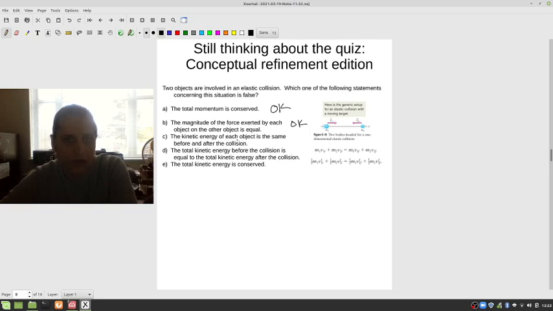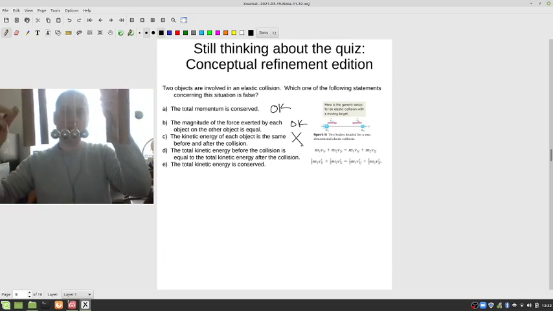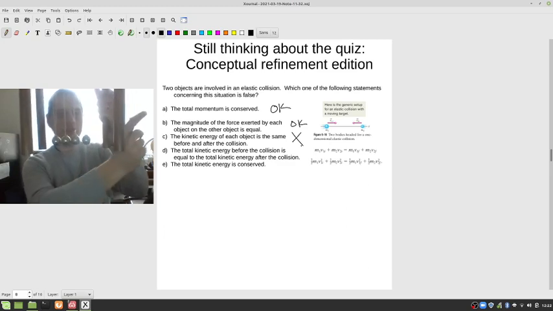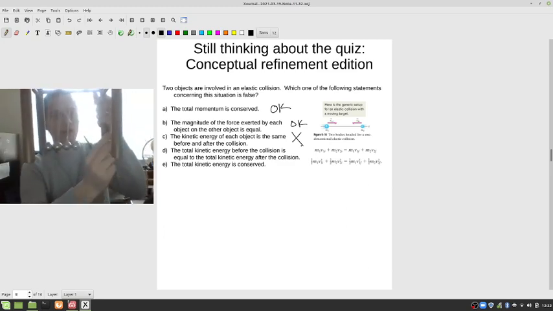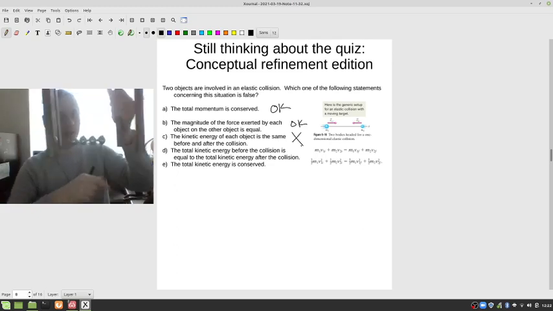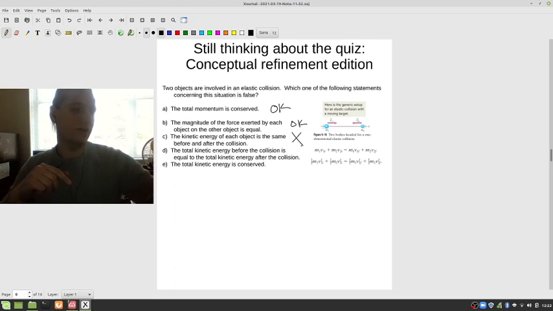The kinetic energy of each object is the same before and after the collision. That's not right. If you look here, this ball has a big kinetic energy, but as soon as it collides, it stops moving. The momentum is transferred over to this ball, and it gets the kinetic energy. Okay, so the kinetic energy of the system is conserved.